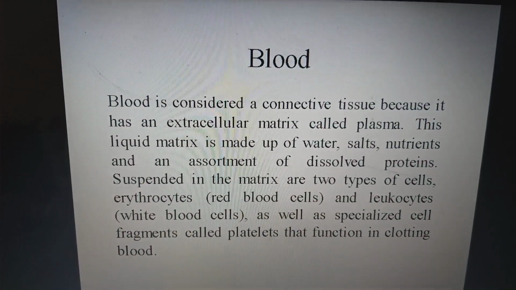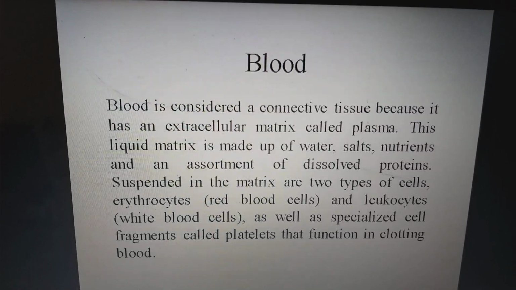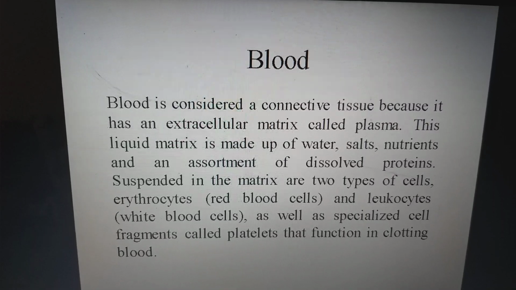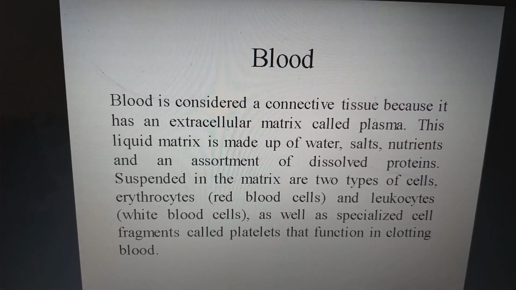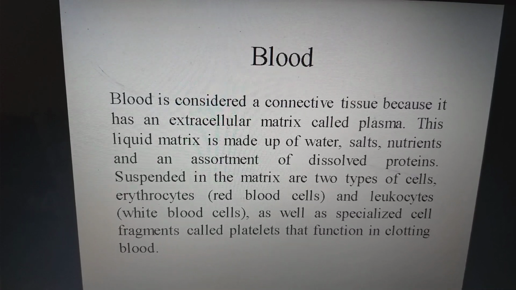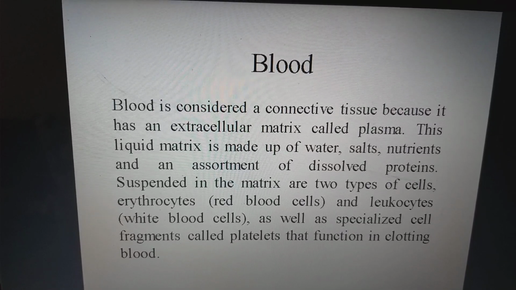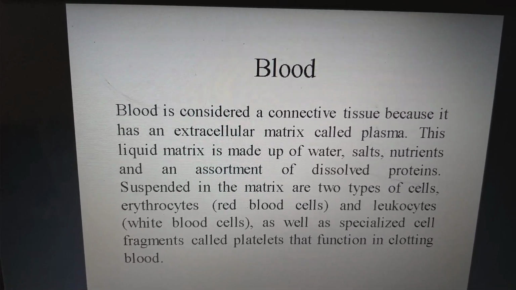And next, blood. Blood is considered a connective tissue because it has an extracellular matrix which we call plasma. The liquid matrix is made up of water, salts, nutrients and an assortment of dissolved proteins, in which are suspended two types of cells, erythrocytes and leukocytes, as well as specialized fragments called platelets that function in the clotting of the blood.